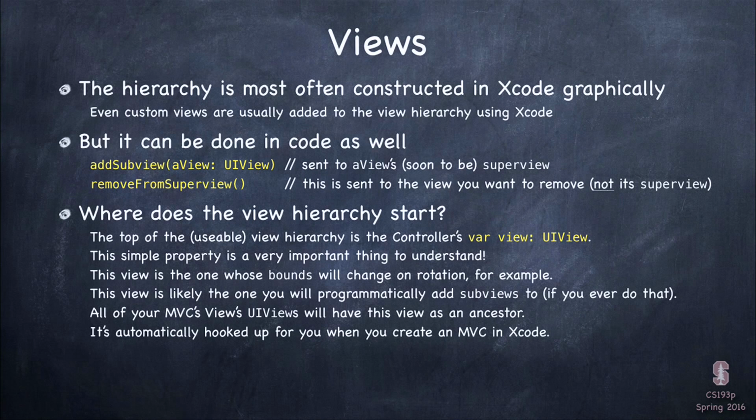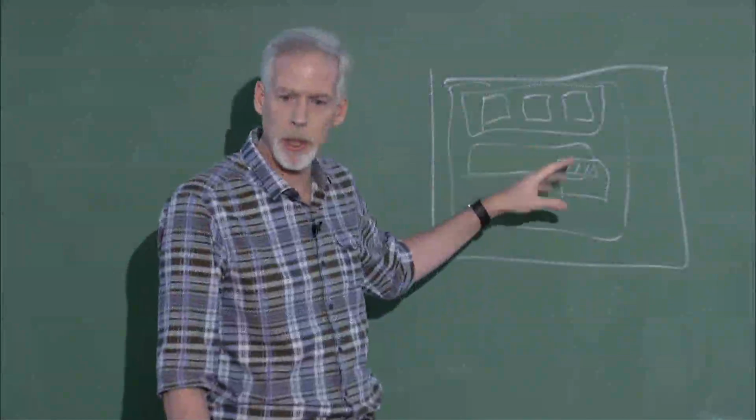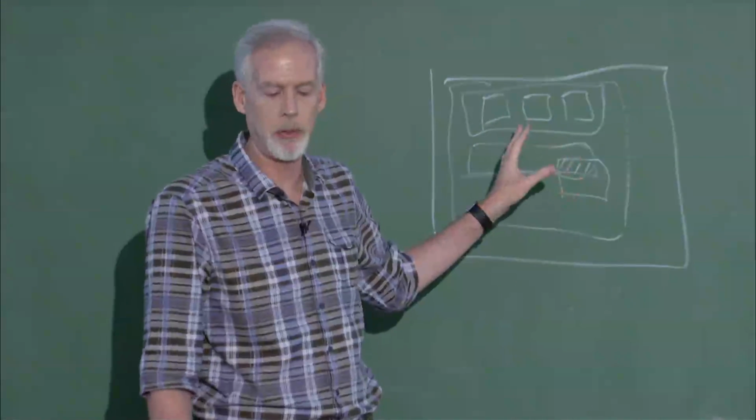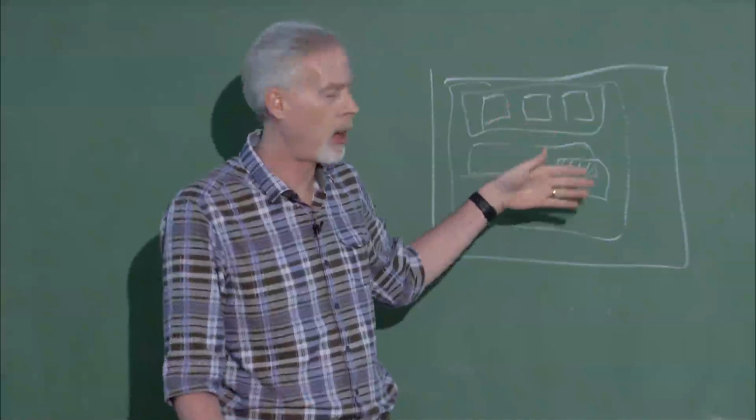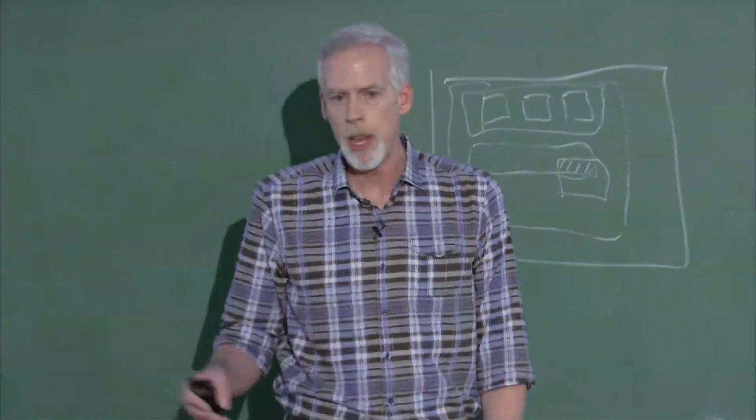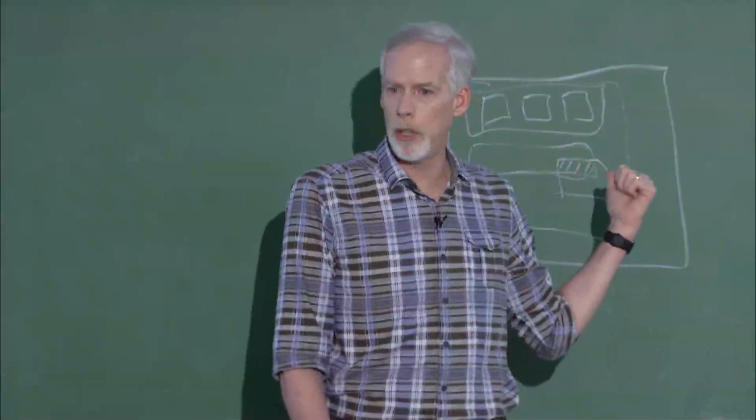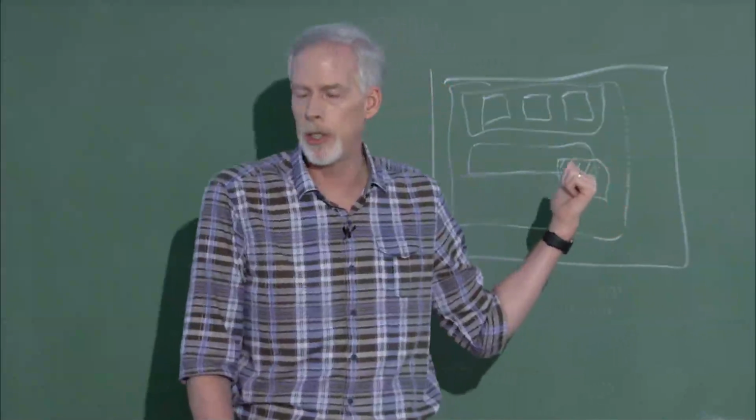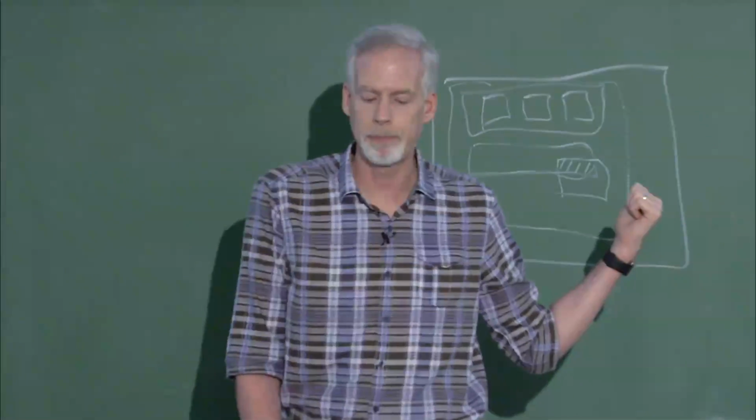Okay, and that's an important view to have a pointer to because you're going to be adding subviews to it, et cetera, especially if you're doing it programmatically. You really need this var so you can call add subview on it and put some things in there. And this view is automatically hooked up for you in your storyboard. So you don't have to do anything. It's just automatically hooked up.